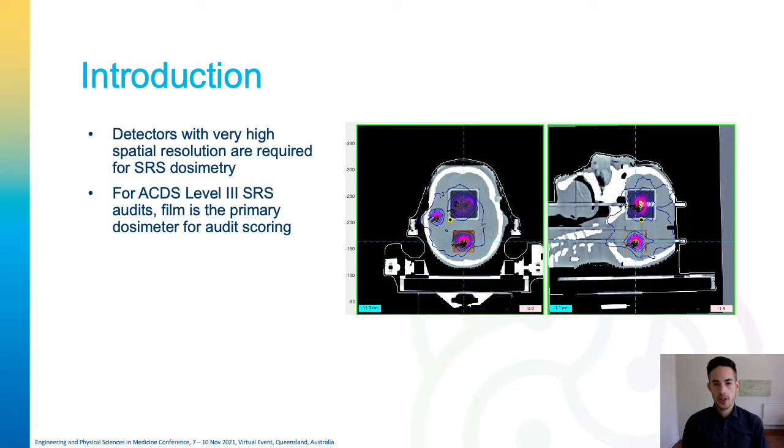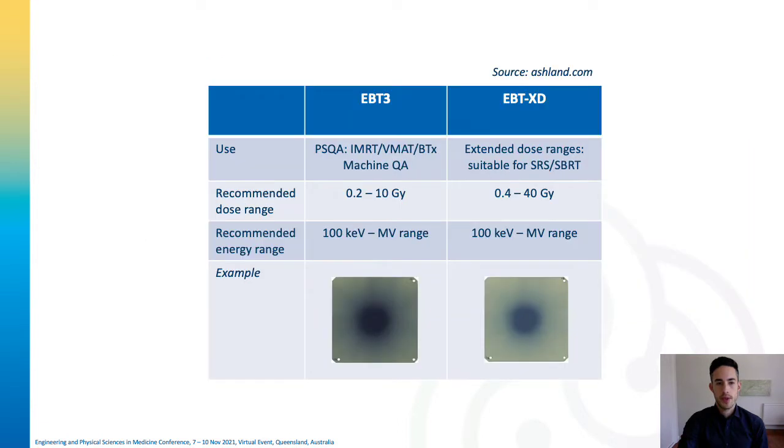Film is an ideal dosimeter for SRS due to its very high spatial resolution. And for ACDS Level 3 SRS audits, which are currently in field trial, film metrics are primarily used for scoring the audit. EBT3 and EBT-XD would be the two main film types predominantly being used for SRS-QA. And most recently, XD has come onto the market, specifically being earmarked by the manufacturer as being suitable for SRS and SABRE, having a dose range up to 40 gray in comparison to EBT3, where the recommended dose range is up to 10 gray.